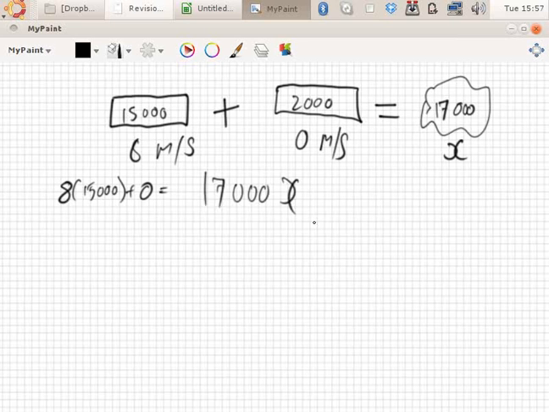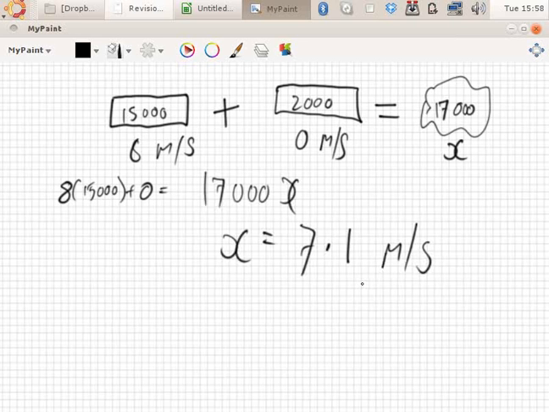Give me the x. So it's 8 times 15,000 over 17,000. It should be a little bit less than 8, like 7 maybe. No, it's 7.0588. So it's 7.1. We did this question before. Possibly. And we had this for the exam. Maybe.